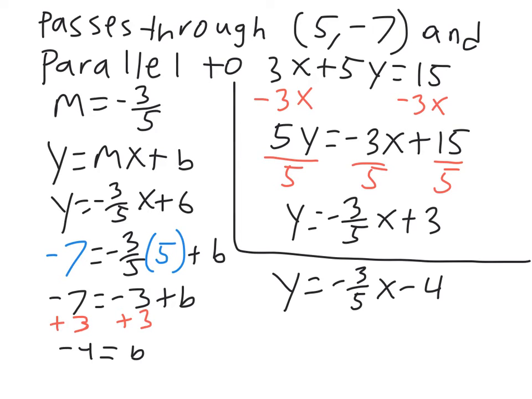So the steps were: take the equation that our line is parallel to, turn it into slope-intercept form, take its slope, which is the same because it's parallel, plug that slope into slope-intercept form, plug the point in, solve for b, and then write the equation.